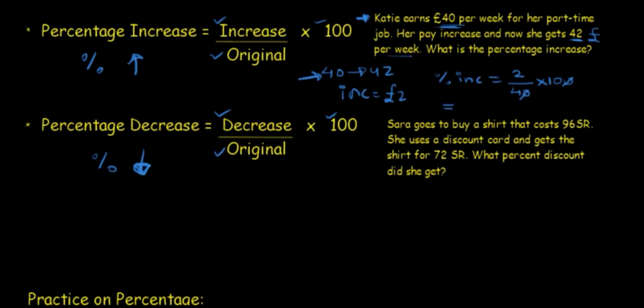What I would do is cross out the 0 with the 0. So I'm simplifying: 2 times 1, 2 times 2, 2 times 1, 2 times 5. So that's 5%. She manages to get a 5% increase on her pay. Next question, we're looking at decrease. It's an example for percentage decrease.